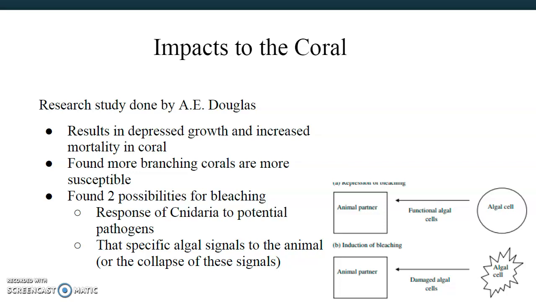Another one is the response of this thing called Cnidara. It's a type of algae that lives inside these corals. It's one of the main algae that lives within them. So what he found is that there could be potential pathogens actually affecting this algae. That then, once it's affected, it makes it to where these signals cannot be created to the coral. Those are some of the things he was finding. He hasn't found exactly what they are. They were just his theories that he had found so far. And hopefully there will be more done on that.